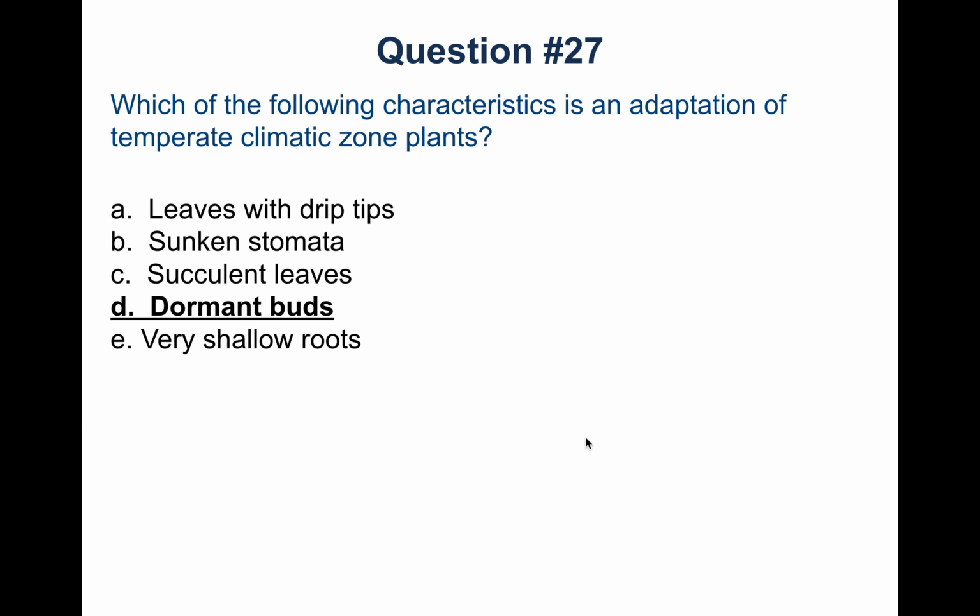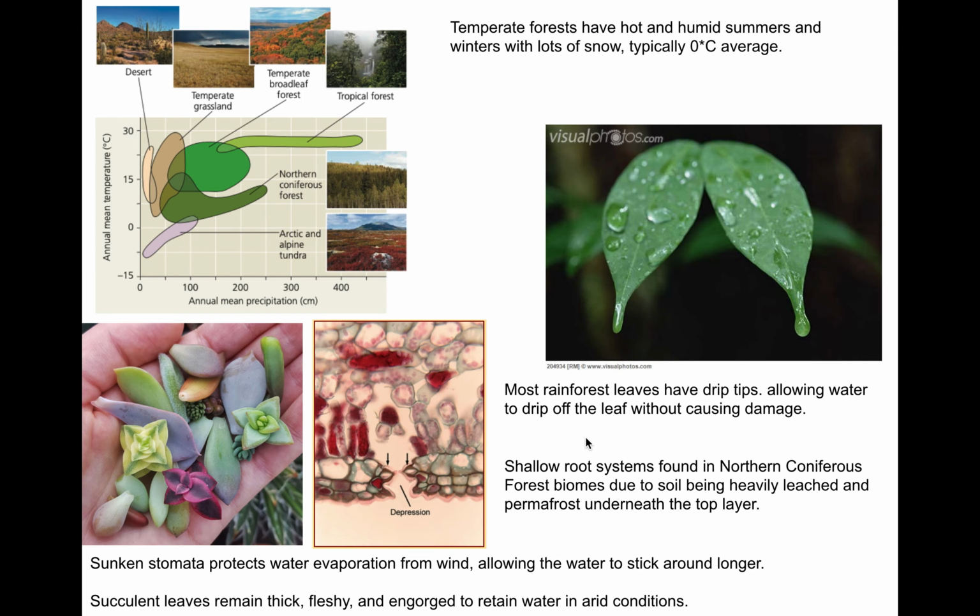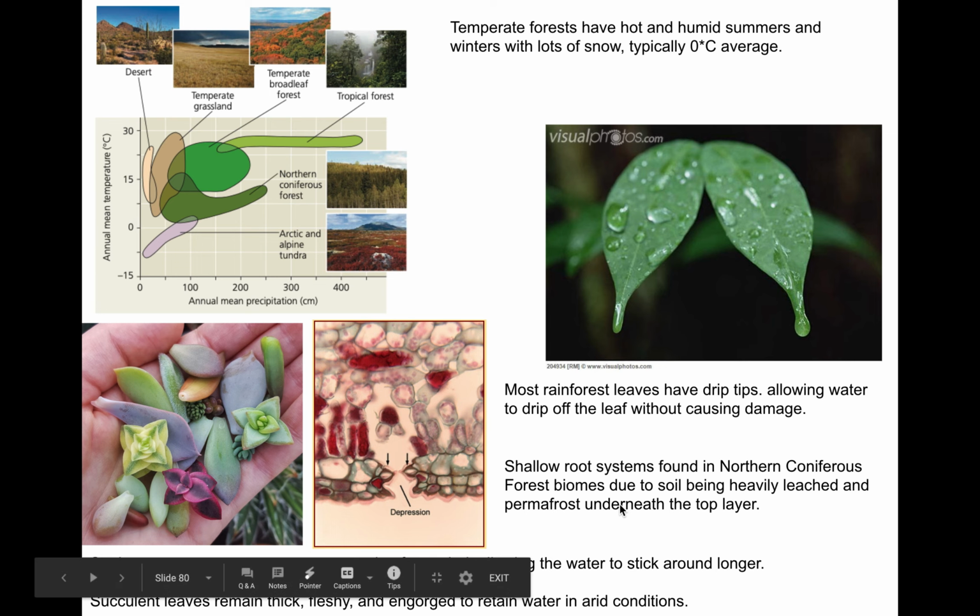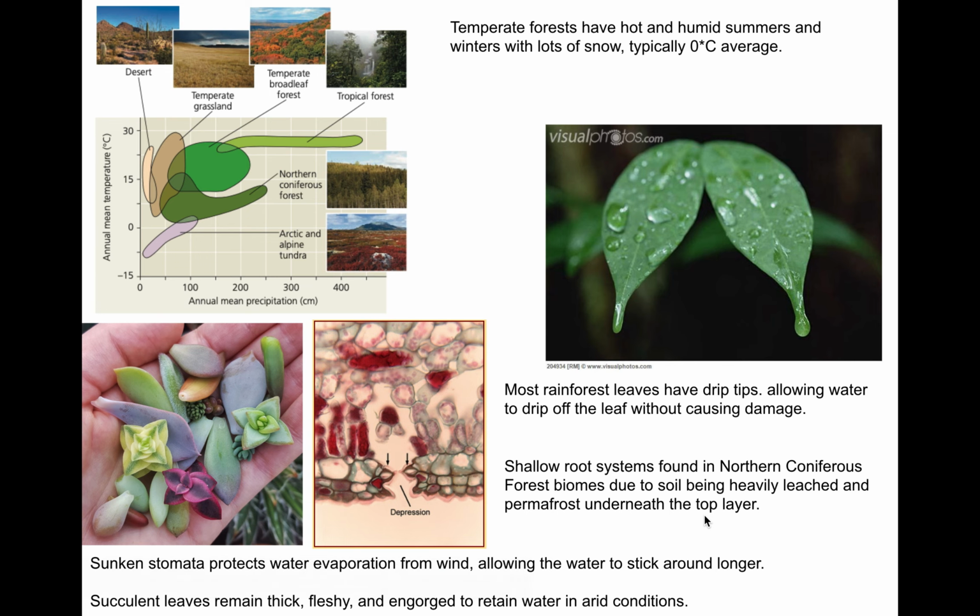And finally, very shallow roots. Shallow root systems are typically found in northern coniferous forest biomes. So these are going to be the biomes that have lower temperatures. This can be due to the soil being heavily leached, and also if you have permafrost underneath the top layer. Permafrost is frozen ground. The roots can't really get through it, and so they tend to be more shallow.